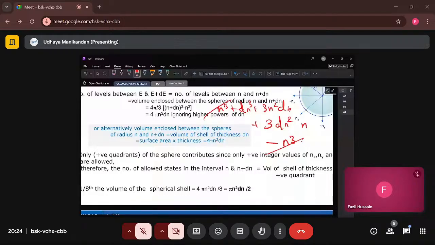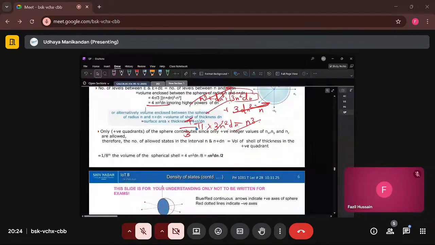So what happens here? 4 by 3 pi we had, and now it's getting multiplied by 3 n square dn. The 3 gets cancelled, so we get 4 pi n square dn. That's what we have, ignoring higher powers of dn. That's it, nothing else.